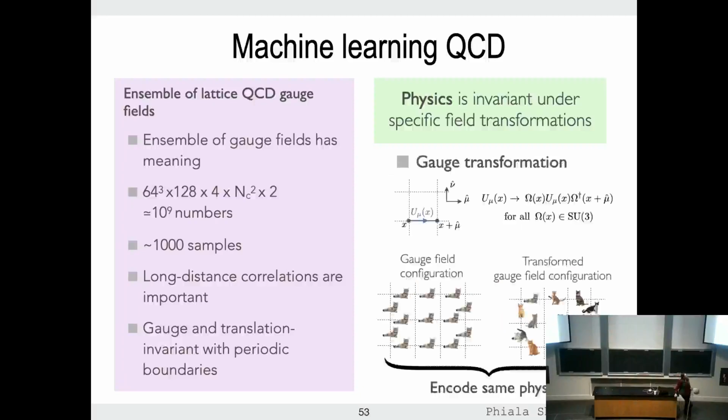Gauge transformations is harder. What these field configurations actually look like is an SU3 matrix, so a 3x3 complex matrix with unit determinant on each edge of a lattice. And a gauge transformation is a symmetry that's respected exactly that changes every single edge in a different way. So as an image, it's really hard to picture, but you're changing every single edge in a different way, and this is still identical from the physics perspective. Right? So that has to be built in.